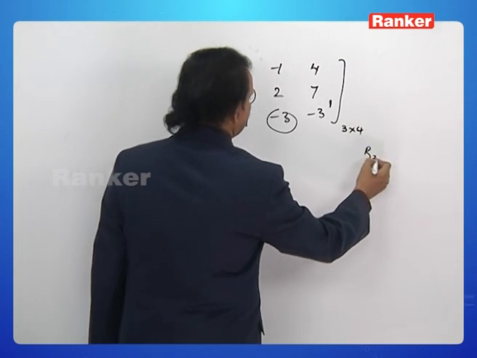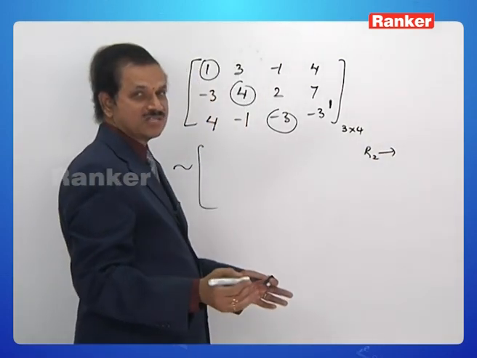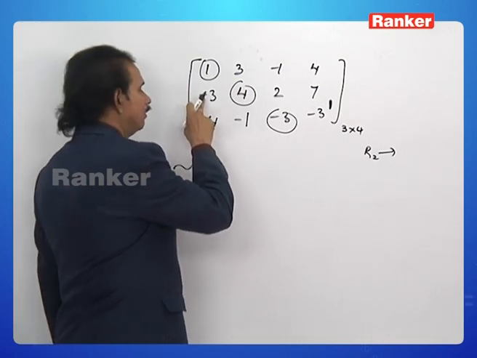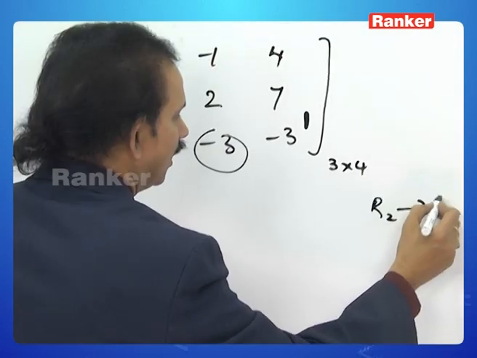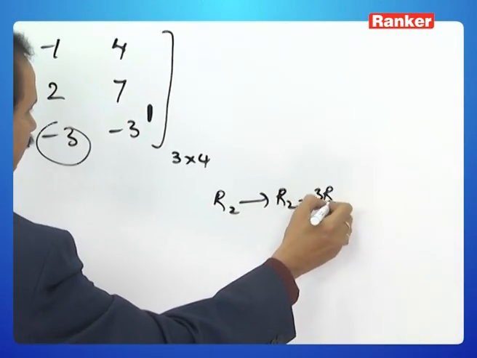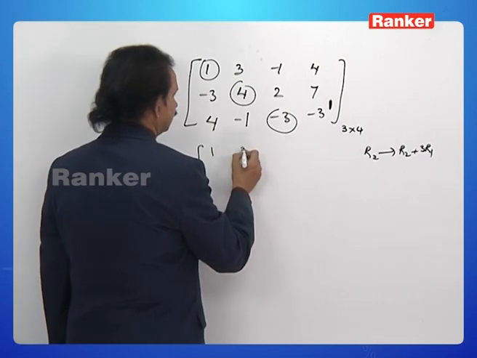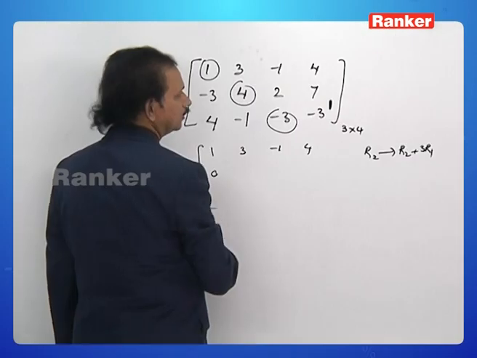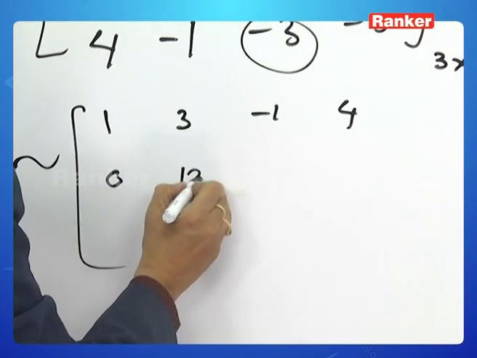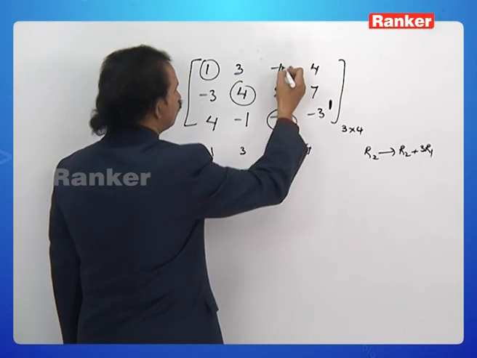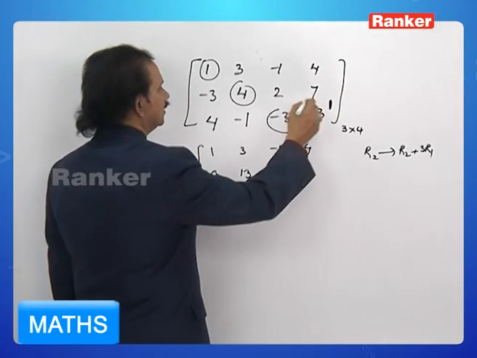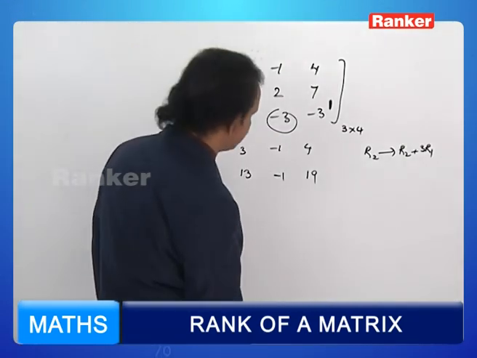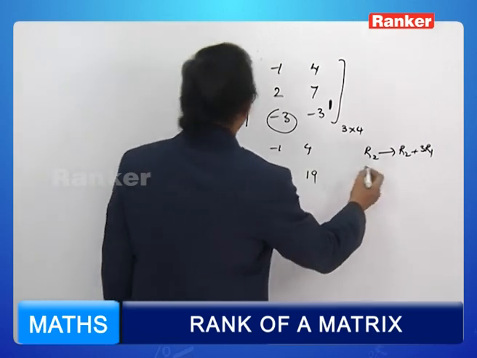I would like to change R2. Come on, you suggest me a row operation. This is -3. I want to get 0, -3 plus 3. So R2 plus 3R1. 1, 3, -1, 4. -3 plus 3, 0. 4 plus 9, 2 minus 3, 7 plus 12. How much? 19. Okay.